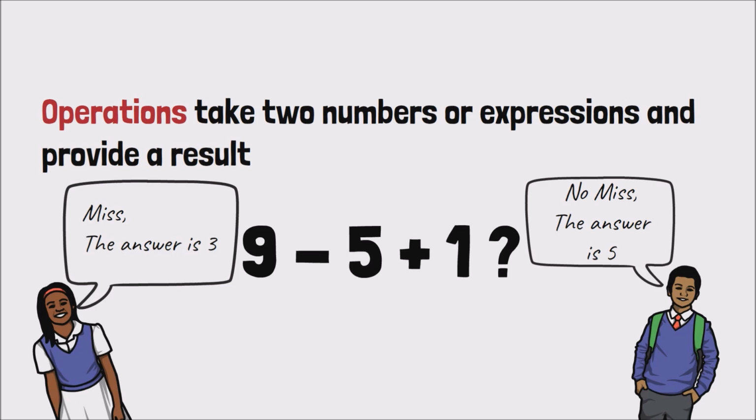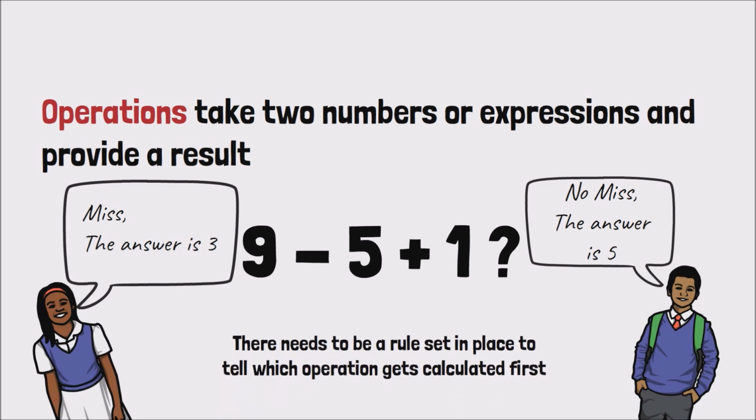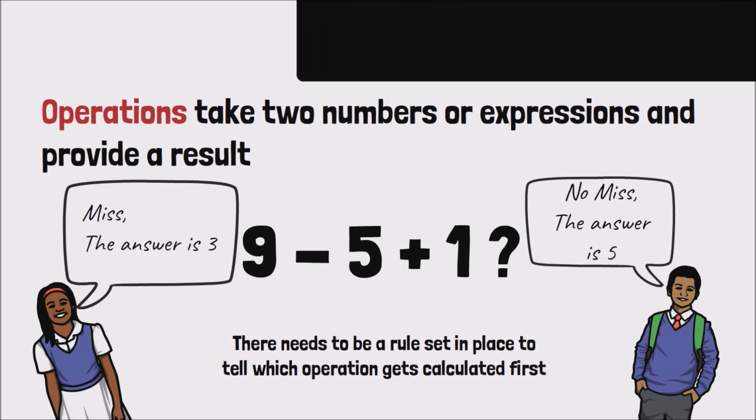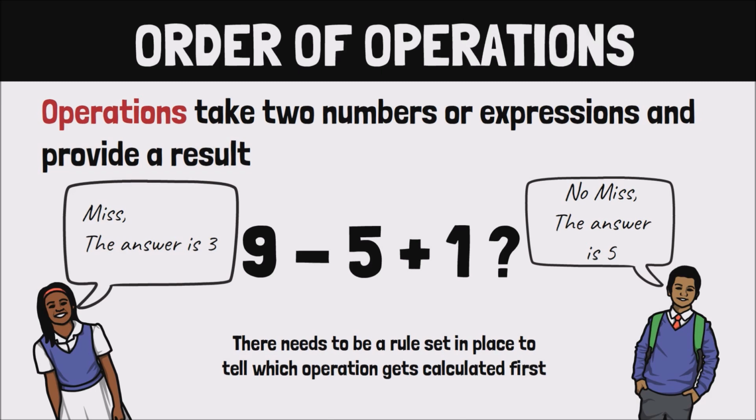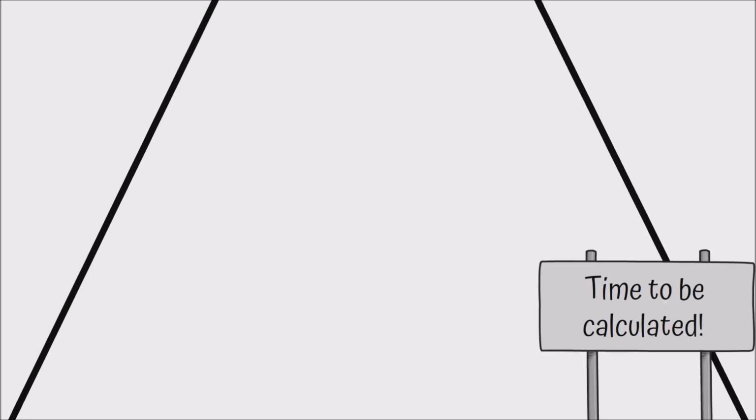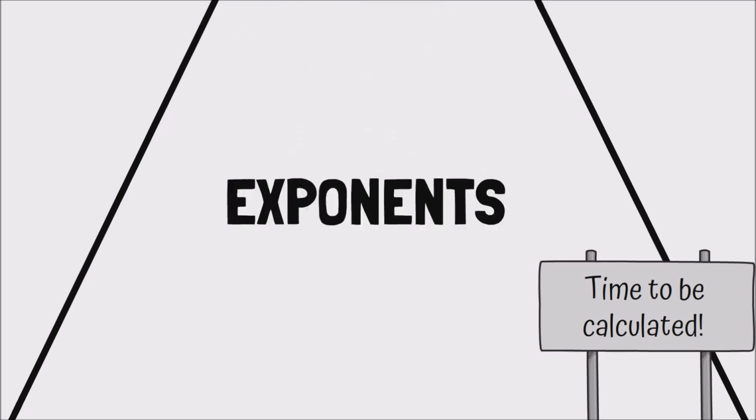That is why there needs to be a rule set in place to tell us which operation gets to be calculated first. And that rule is known as the order of operations. Now, similar to the vaccination line, operations in math are on different levels. So when it comes to ordering them, here's what we have. On the highest level, we have exponents.